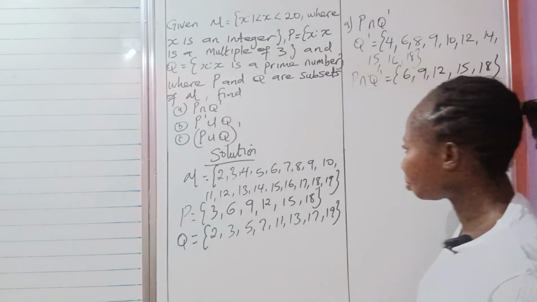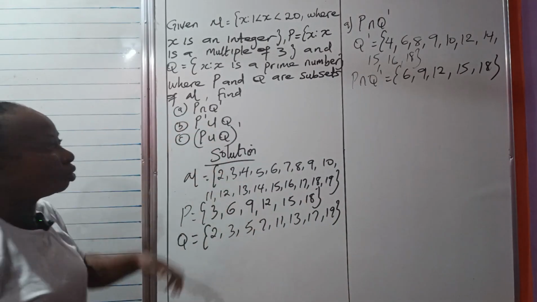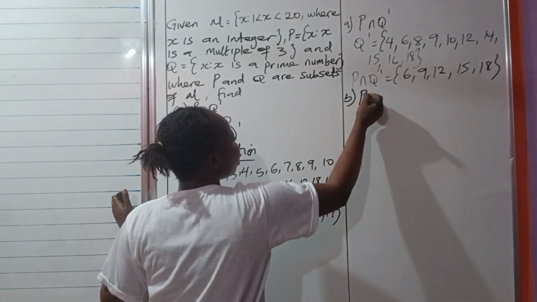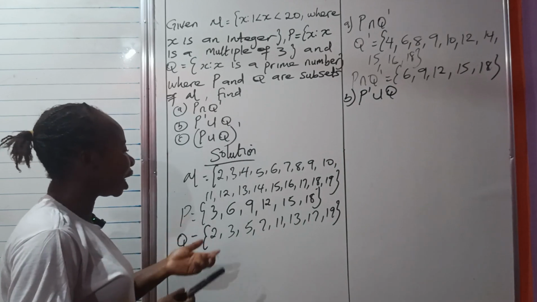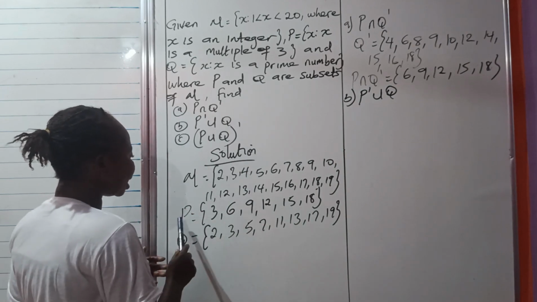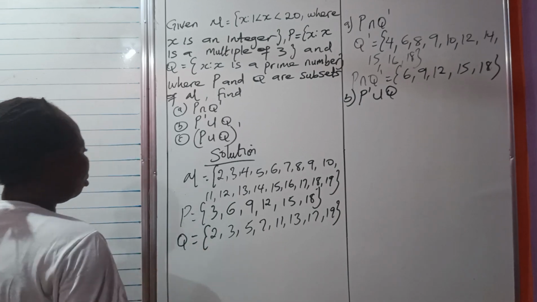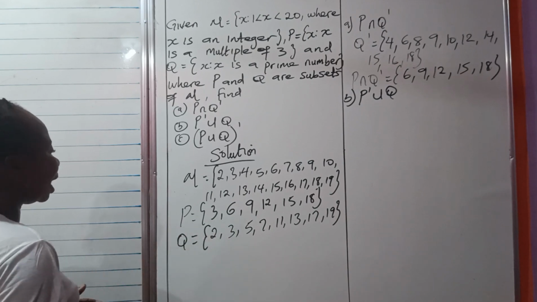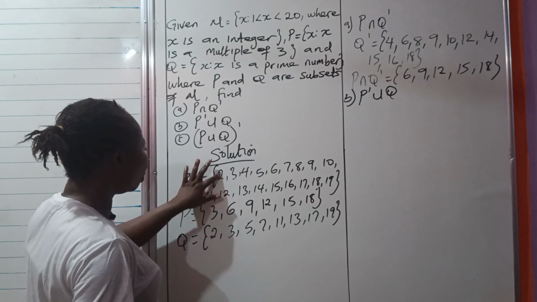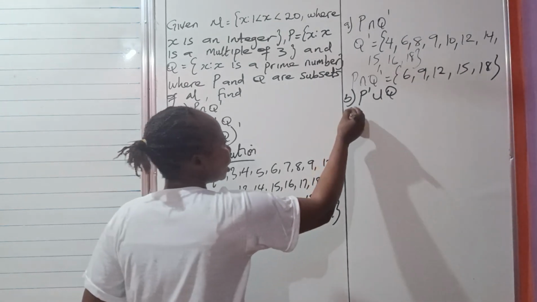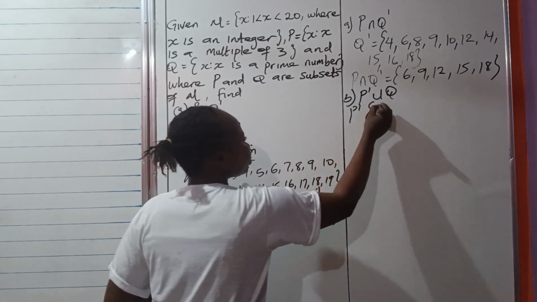So the next one is B. We have to calculate P prime union Q. Like I've said earlier, P prime are the elements in the universal set but are not in P. Elements in the universal set that are not in P. So 2 is in the universal set, 2 is not here. So let's find the P prime first. The first number is 2.